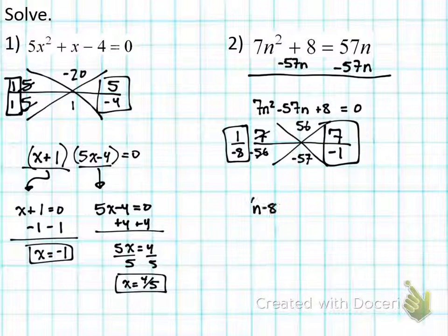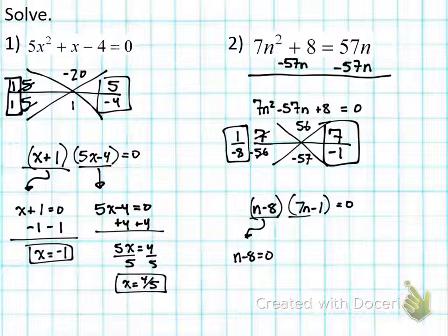Now I'm going to write my factors, and we got n minus 8 times 7n minus 1 is all equal to 0. Using the zero product property, we have n minus 8 is equal to 0, and 7n minus 1 is equal to 0. Okay, simplifying or solving each of these, we're going to add 8 to both sides here. N is equal to 8.